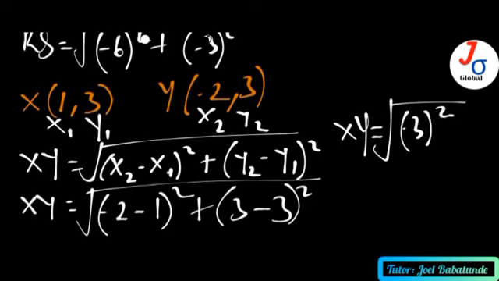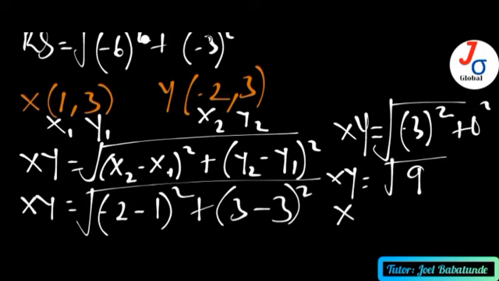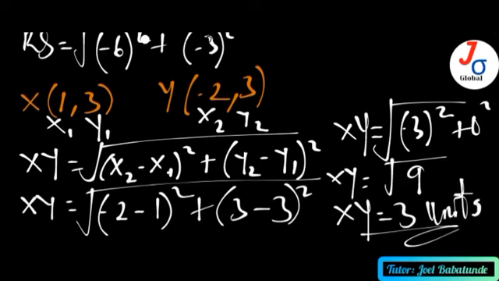Minus 3 squared, then 3 minus 3 is 0, so you have 0 squared. And so you have XY equals square root of minus 3 squared, which is 9. So square root of 9 is 3. XY equals 3 units. So this is how to find the distance between 2 points, and you can do that for any given 2 points in both mathematics and physics. All right, good.